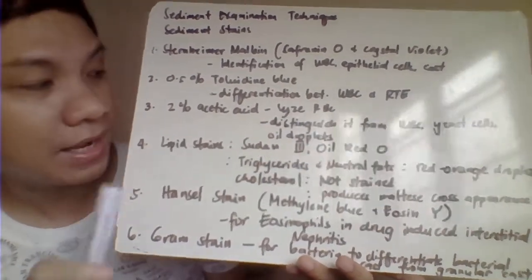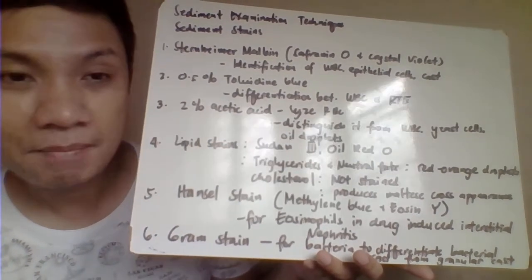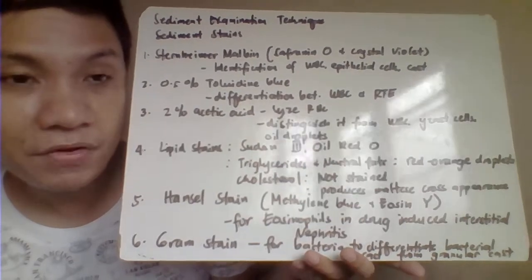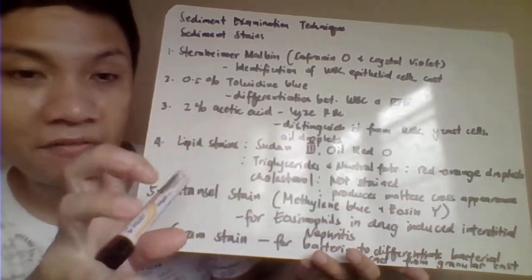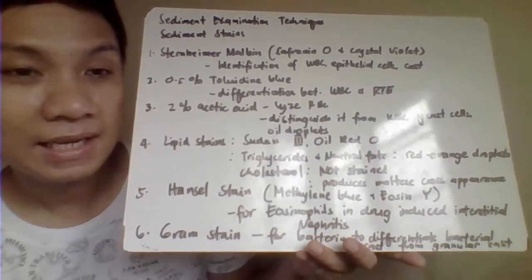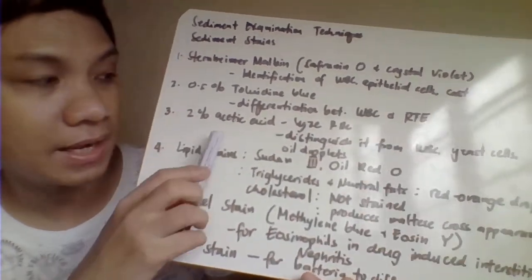So pag nag-add tayo ng acetic acid, okay, magle-lyse ang ating red cells. Pag nag-lyse siya, mawawala sila. And then, if you have your WBC, magiging very prominent ang kanilang nucleus. Parang nagagalit siya. Kitang-kita if you are adding your acetic acid.